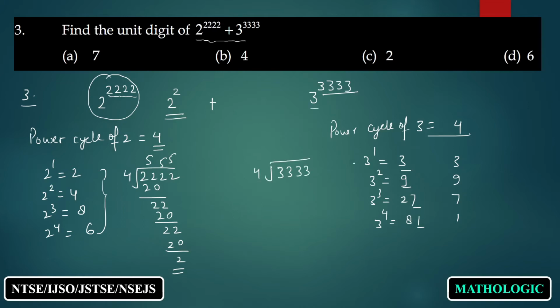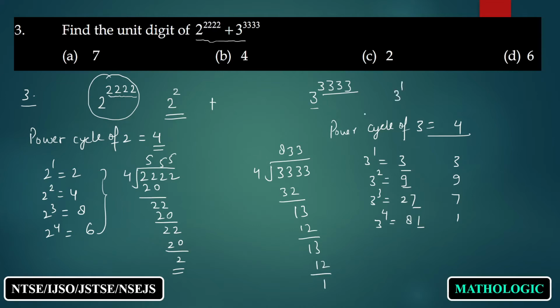By dividing, we get 4 7s are 28 and remainder 1, 13, 4 3s are 12, remainder 1, carrying 1 here, we will get 4 3s are 12 and remainder is 1. So the units place of this number will be equal to the units place of 3 to the power 1.